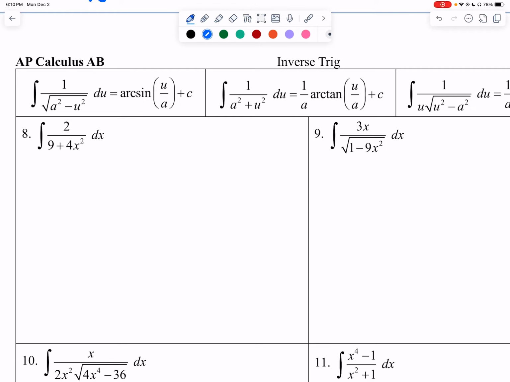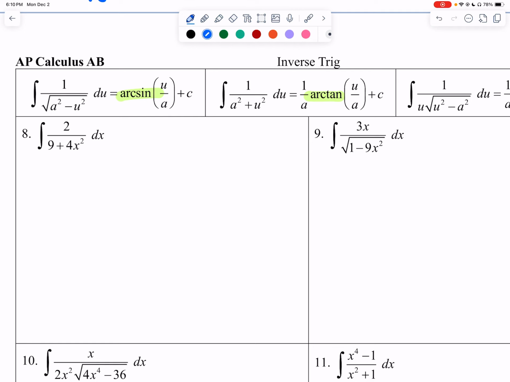Alrighty, in this video we are going to be talking about antiderivatives of inverse trig. The two main important ones that you'll need to know would be inverse sine and inverse tangent, because that will be on the AP exam. Now, inverse secant, you will not see it on the AP exam, but you'll probably see it on the test. So that's going to be a lot of fun.